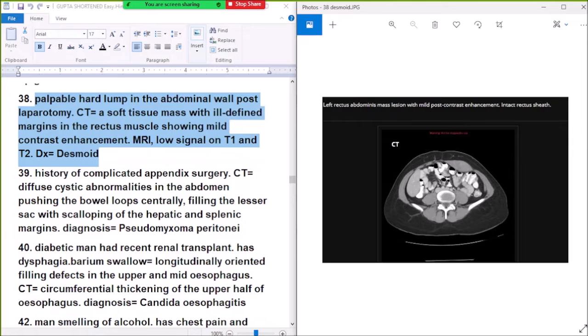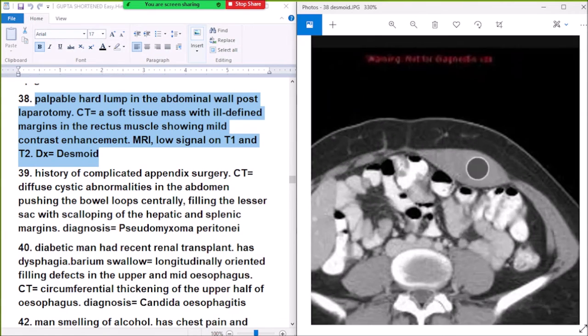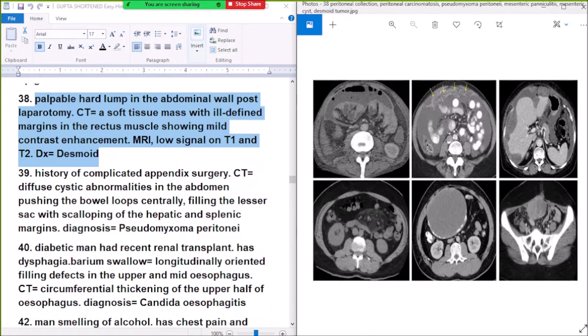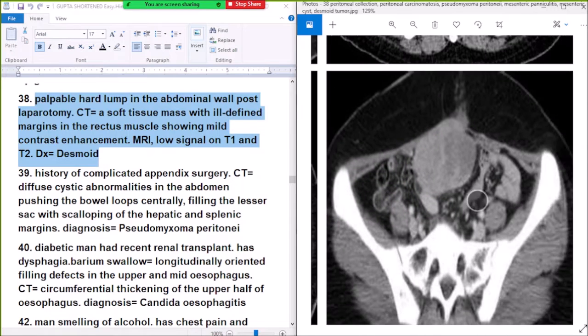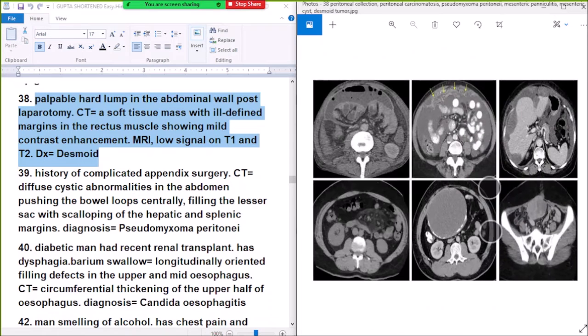Left rectus abdominis mass lesion with mild post-contrast enhancement involving the rectus sheath. Diagnosis: desmoid. Again, desmoid tumor, also in the muscle. It's a rare tumor, but in this MCQ it is described as a CT scan showing a soft mass with defined margin in the rectus muscle showing mild contrast enhancement. Diagnosis: desmoid tumor.